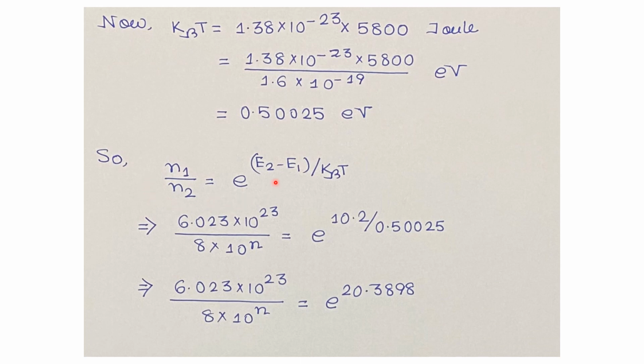Now we will use the equation coming from the Maxwell-Boltzmann distribution, that is N1 by N2 equals e to the power E2 minus E1 divided by kBT. So we will put the values of N1, N2, E2 minus E1 and the kBT value. So N1 is 6.023 times 10 to the power 23 divided by N2 value 8 into 10 to the power n equals e to the power 10.2, that is E2 minus E1, divided by kBT value in electron volt, that is 0.50025. So this will give e to the power 20.3898.